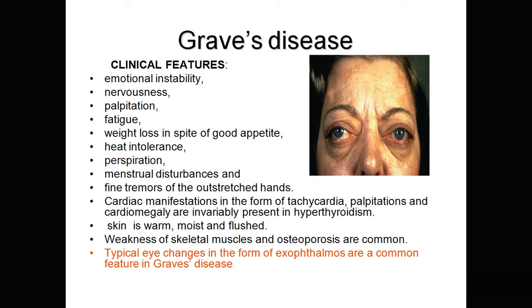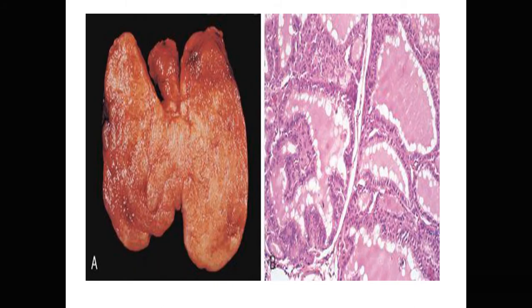The typical eye change is exophthalmos. The eyeball is protruding outwards, so it is called exophthalmic infiltrative ophthalmopathy in Graves' disease. This is the gross photograph of the thyroid in Graves' disease. Here the thyroid gland is diffusely enlarged.